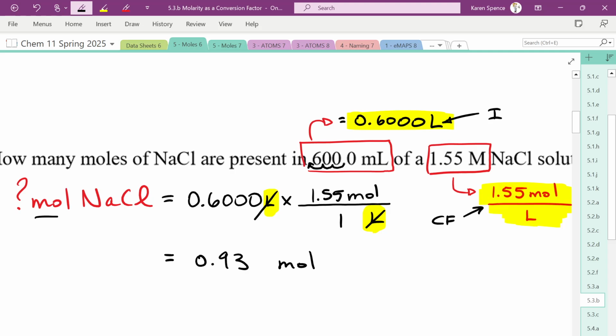Do we love my answer? No. Moles of what? Moles of NaCl. There we go. What about sig figs? It's literally 0.93, with nothing after it. So what should I do to make it 3 sig figs? Add a 0. So 0.930 moles of NaCl.